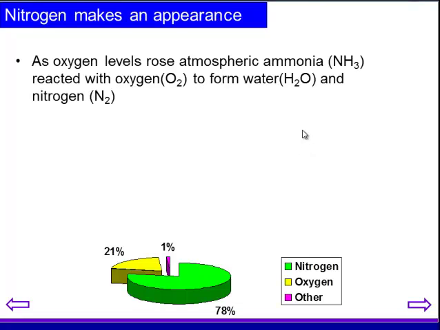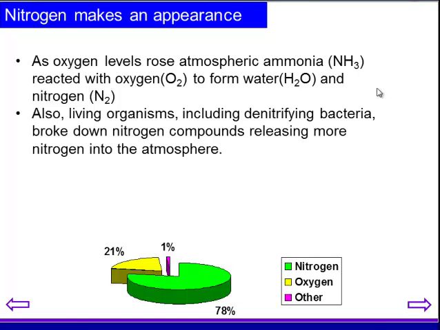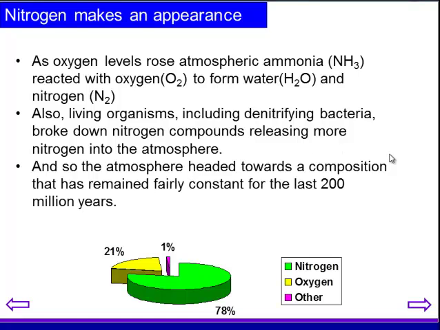Nitrogen made an appearance later on. As oxygen levels rose, the ammonia reacted with oxygen to form H2O and then pure nitrogen. What we find in today's atmosphere is that 78% is nitrogen. There are also some organisms, such as denitrifying bacteria, that broke down nitrogen compounds, releasing nitrogen into the air as well. That's something you'll find out in the nitrogen cycle. And so we have a setup which has lasted fairly consistently for the last 200 million years. The majority is nitrogen, then we have about 21% oxygen and 1% of other stuff.